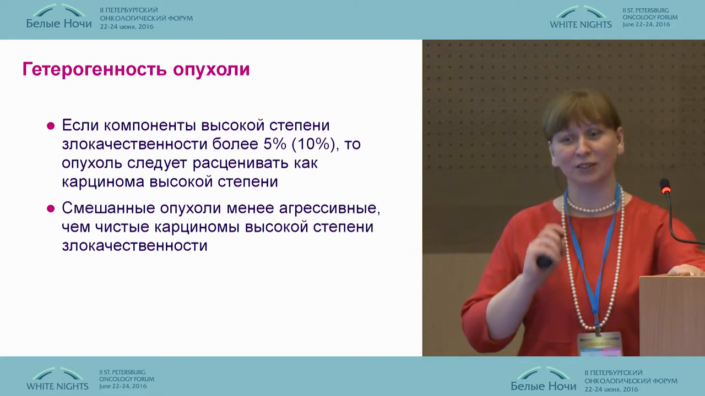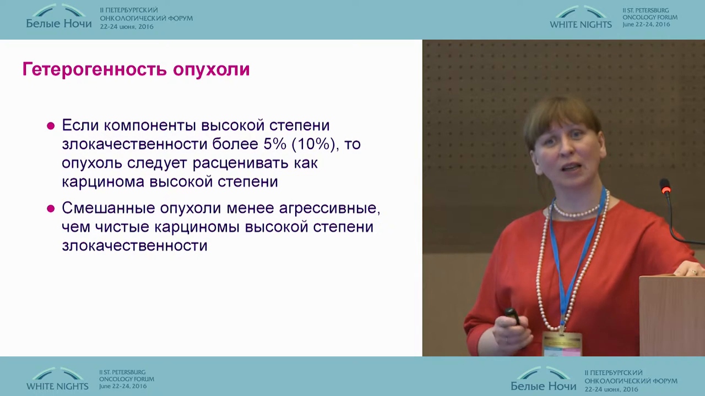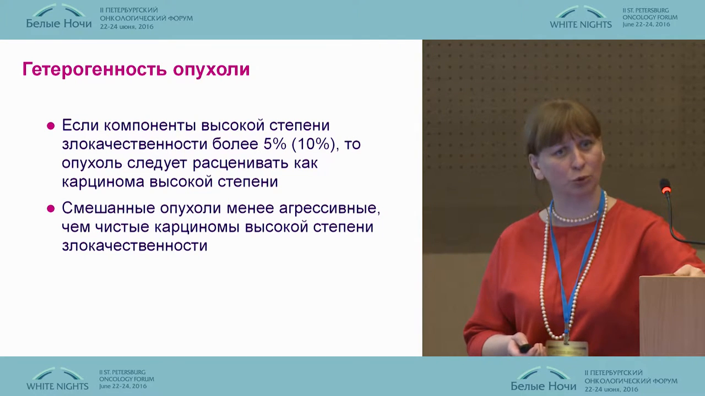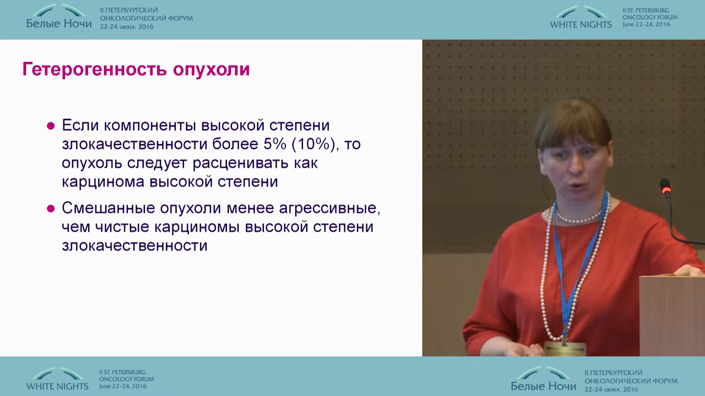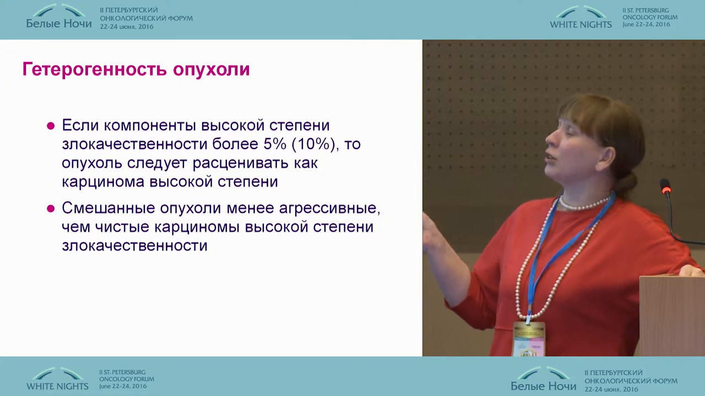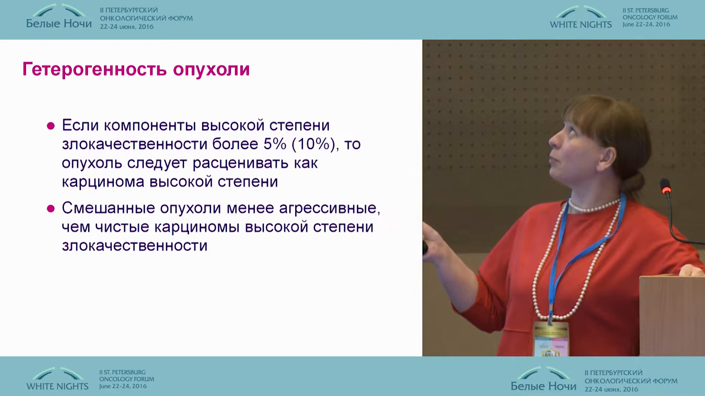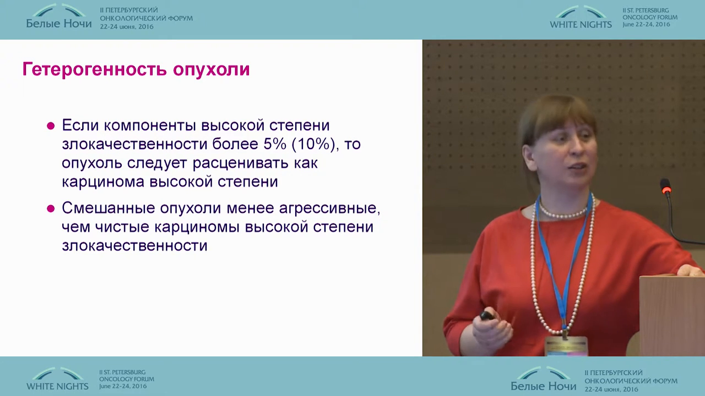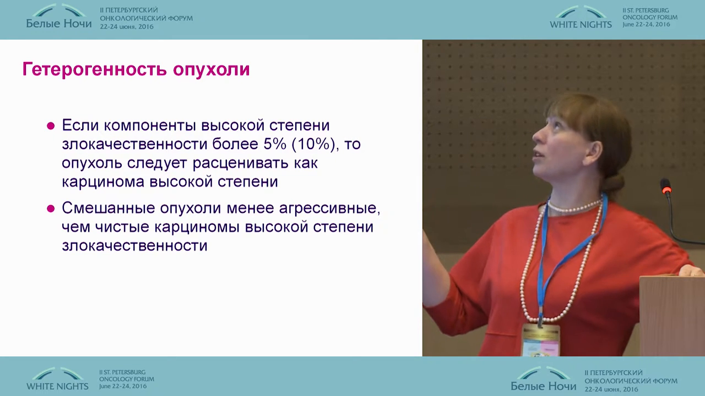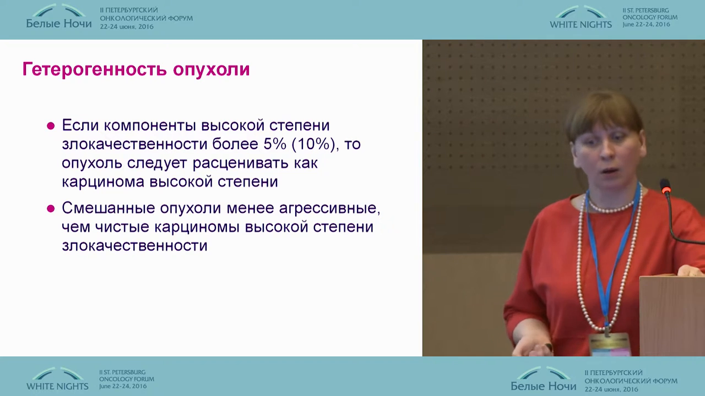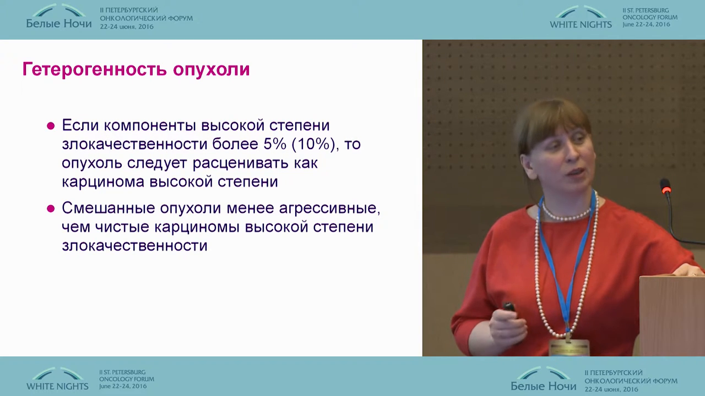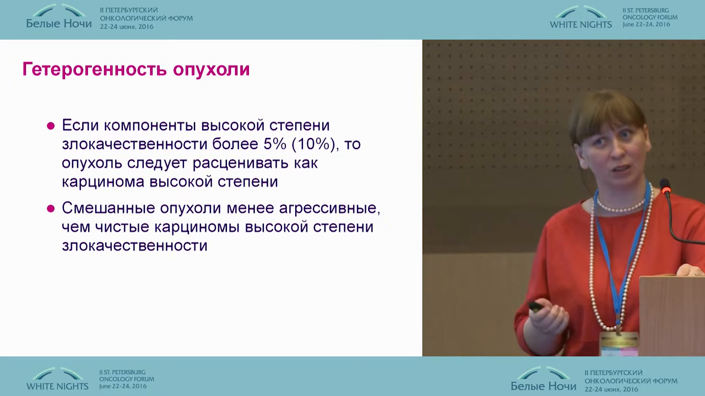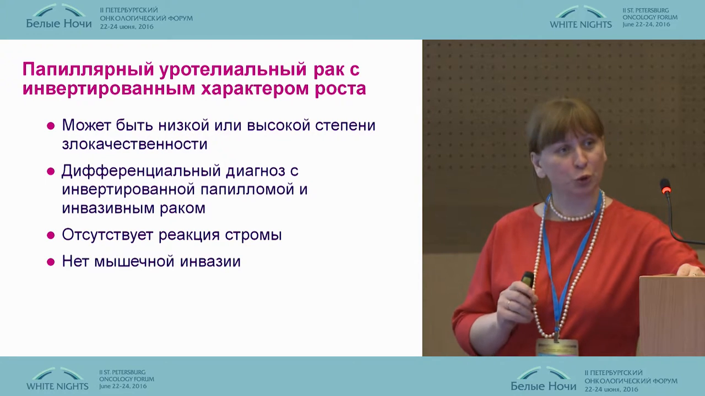As for the WHO classification of 1967, there was a question of what to do when we find heterogeneous tumors. For example, we can have high-grade and low-grade structure in one tumor. So what should we do in such a case? We have such figures in the classification. Some think that 5%, some think that 10% should be considered as a high-grade carcinoma, but that is your choice. There is no specific exact figure for that. However, mixed tumors are less aggressive than pure carcinomas of high-grade malignancy. So when you respond to that, you should reflect the different types of structures.